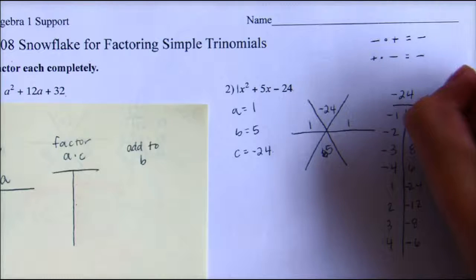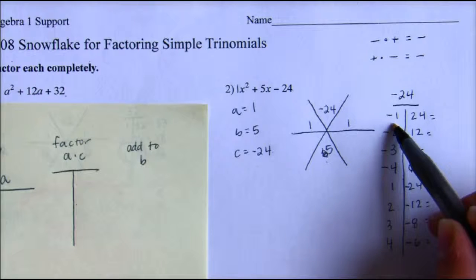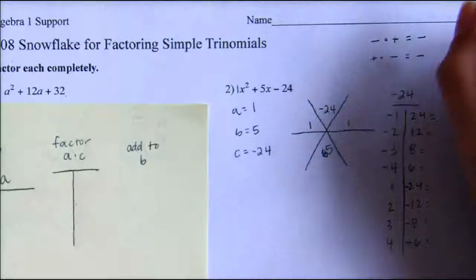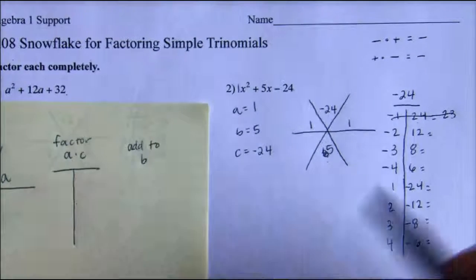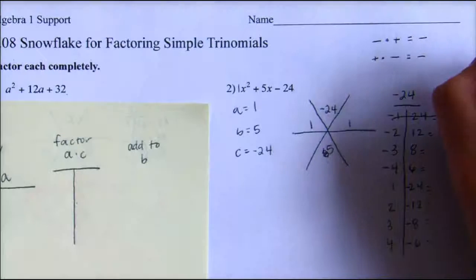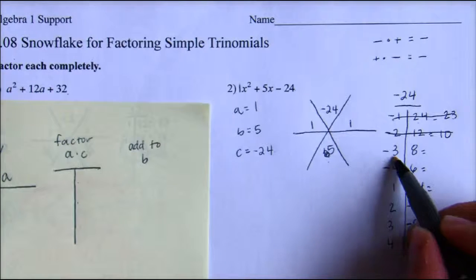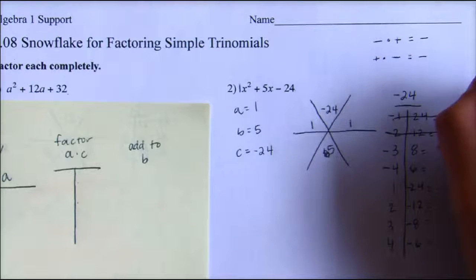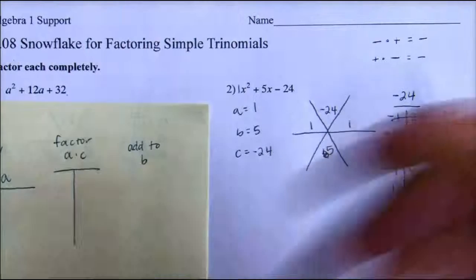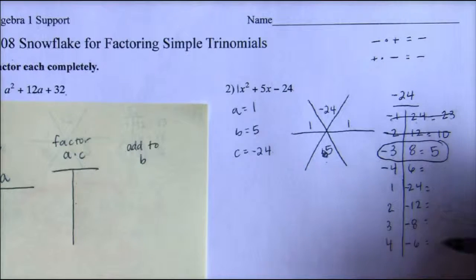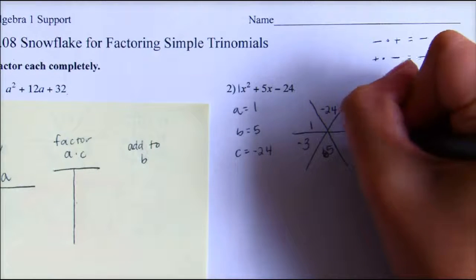And now I'm going to be adding these guys all up. Okay, so -1 plus 24 would give me 23. Well, that doesn't add to a +5, so these guys are out. -2 plus 12 would give me 10. Doesn't add to b, so these guys are out. -3 plus 8 gives me a +5. Oh, this one matches. In this case, I can be done. If you went and added the rest of these, none of these other ones would add to 5. So I'm going to put my -3 here, my +8 here.